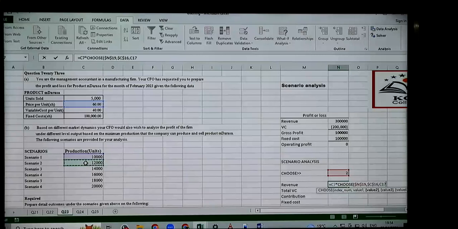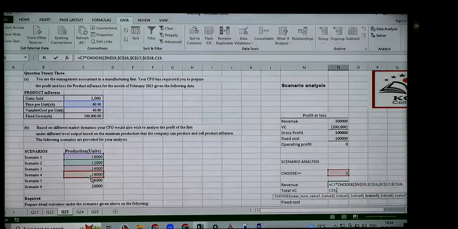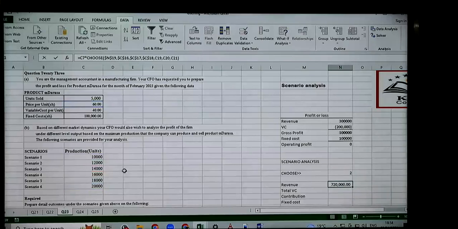This one will be our value 2, comma. Then this one will be our value 3. I press F4, press comma. You can see from here as we go. So this one will be our value 4, press comma. This one here will be our value 5, press comma. Then this one here will be our value 6, and I'll not press comma. Now I'll close the bracket. Then I do Control Enter.